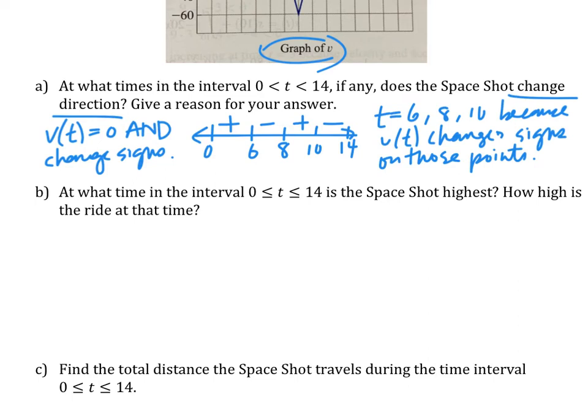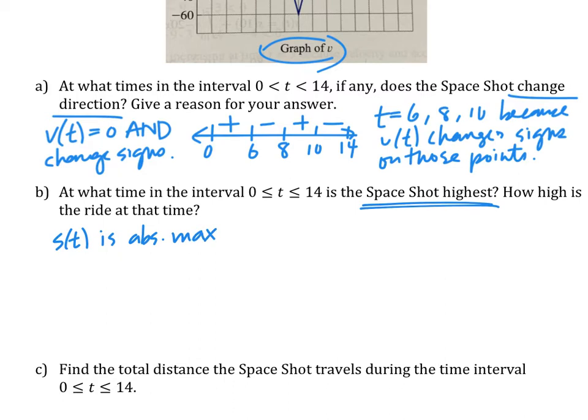Next, at what time in the interval 0 to 14 is the space shot highest? How high is the ride at that time? All right, so this is the question where you have to be careful. Highest has to do with distance. So you're going to try to translate this. What does highest mean? Highest distance means S of t is absolute max.